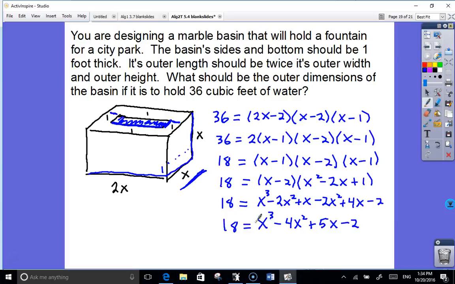What do I have to do? Subtract the 18. So I got 0 equals x to the third minus 4x squared plus 5x. Negative 2 minus 18? Negative 20. Okay, now can we factor that?